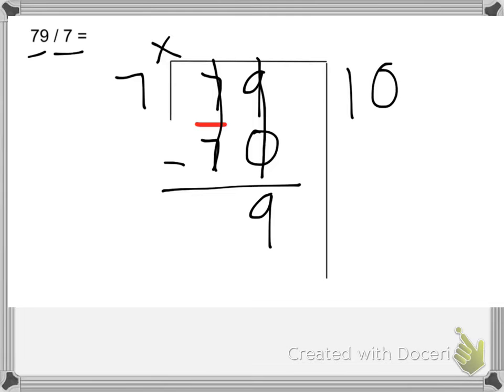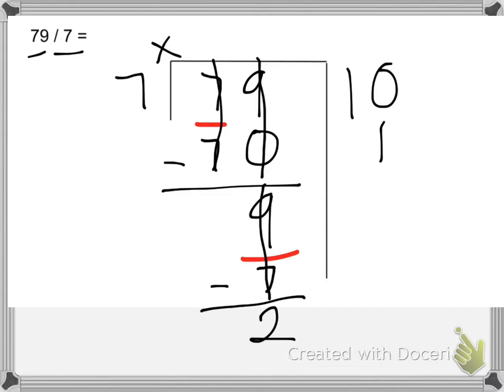Okay, next step, again, I'm going to underline my 9. And I'm going to ask myself, how many times can 7 go into 9? Okay, I know for a fact the 7 can go into 9 one time. All right, so then I'm going to take 7 times 1, and that's going to give me 7. That's going to go under my underline. Okay, and then I'm going to subtract. Now, 9 minus 7 equals 2.